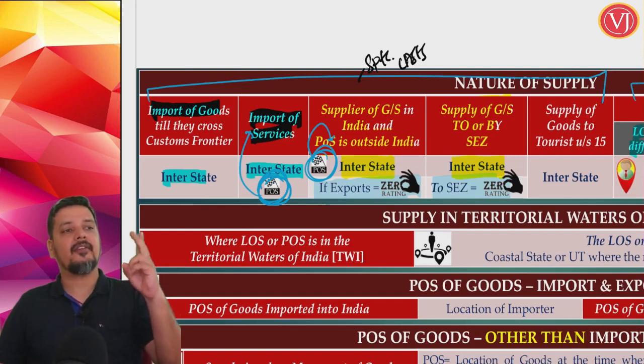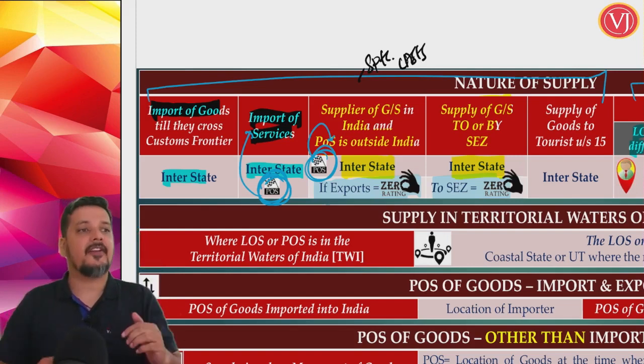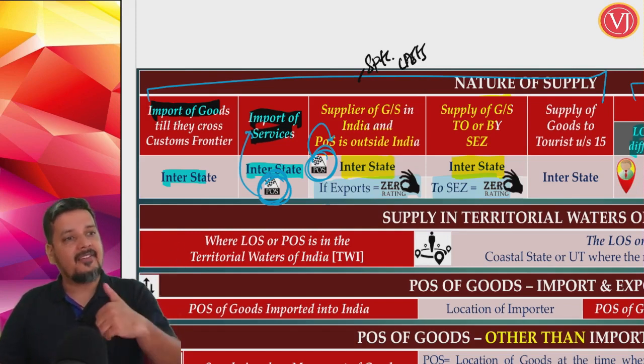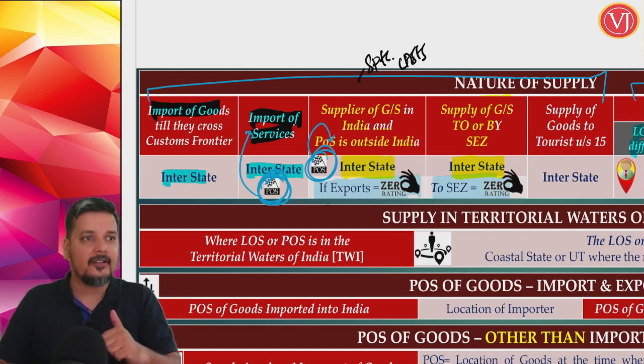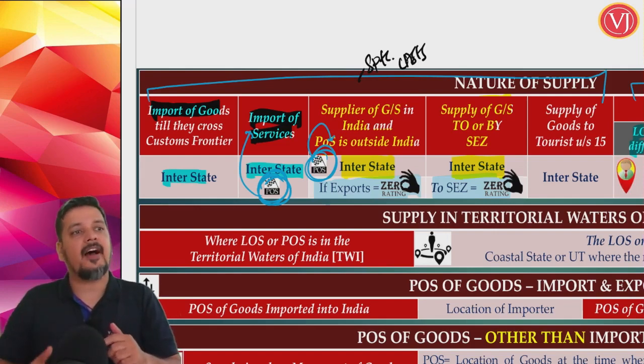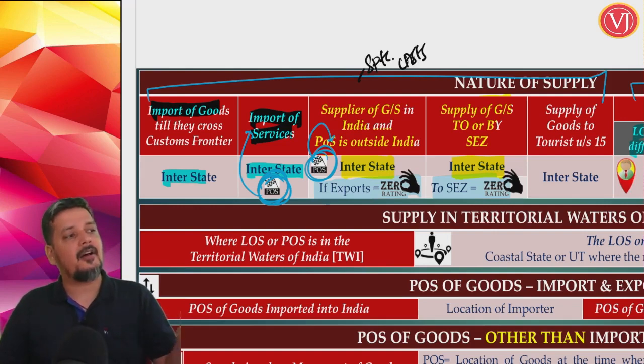Export of goods and services, supply to SEZ. Understand the difference. Supply by SEZ is also IGST. Supply to SEZ is also IGST. But what is zero rating? Only supply to SEZ, where you will not pay output tax, but still you will get the input tax credit and you will claim the refund.